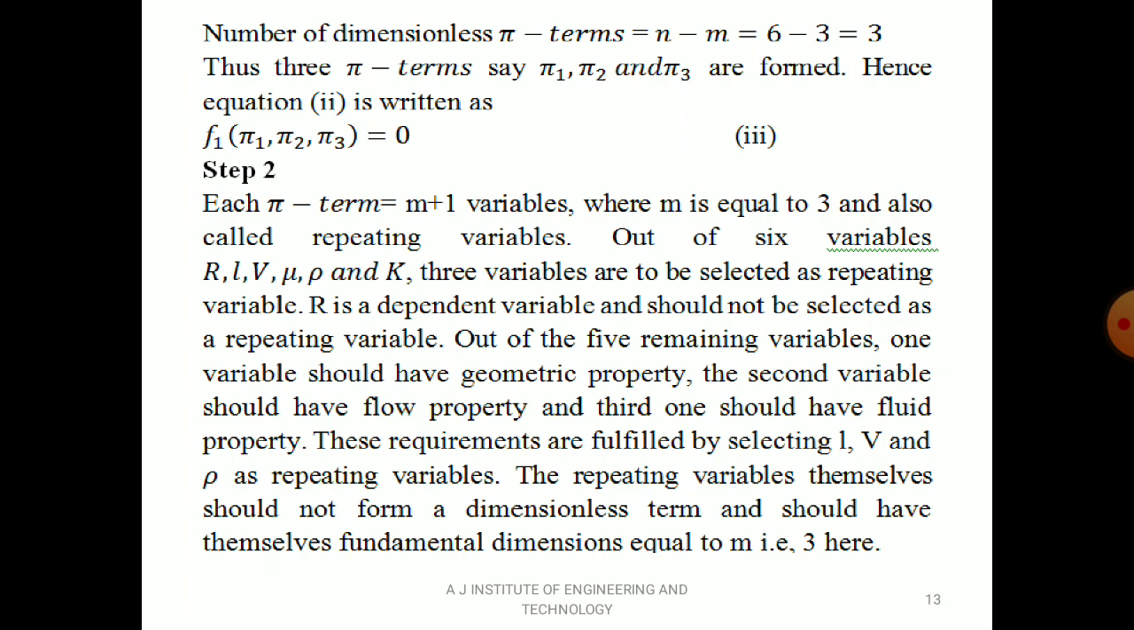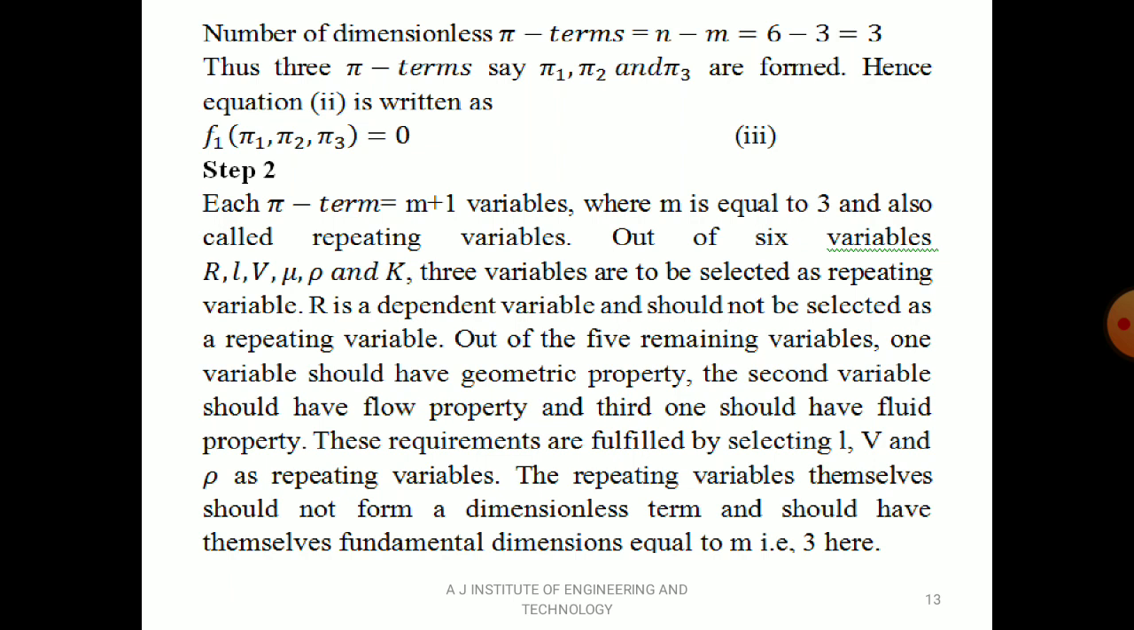So 3 pi terms, say pi 1, pi 2 and pi 3, are formed. It is obtained from n minus m, where n is 6 and m is 3; 6 minus 3 is 3.